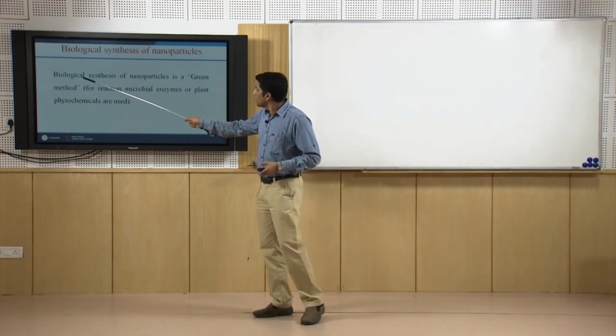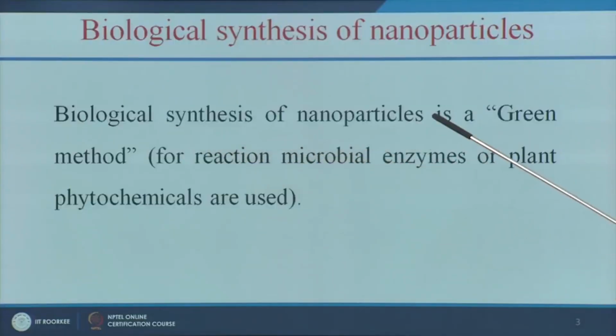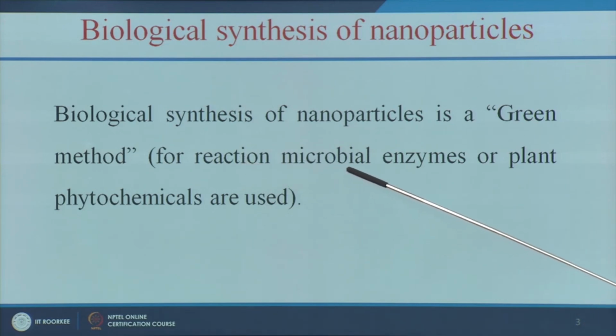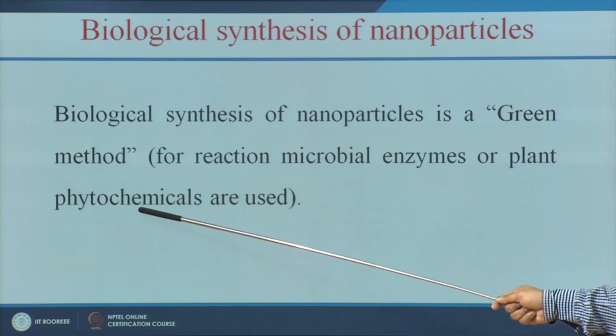So first we see what biological synthesis is. It is a green method. It is similar to your chemical synthesis method, but in this case we are not going to use the chemical reducing agent. Instead of using the chemical reducing agent, we are going to use microbial enzymes or plant phytochemicals.